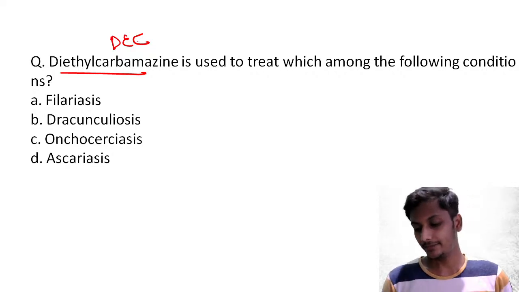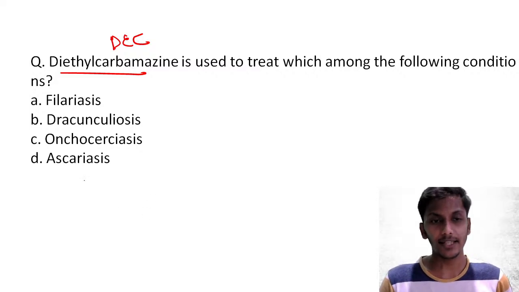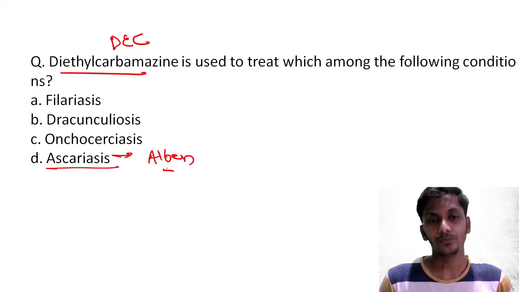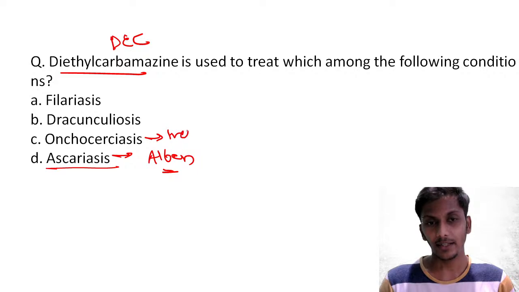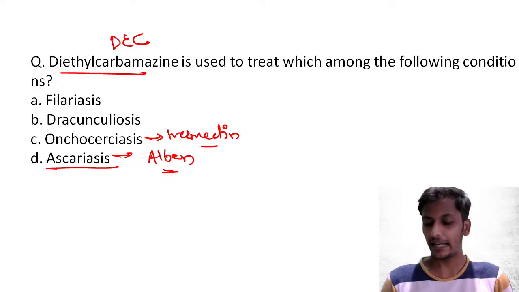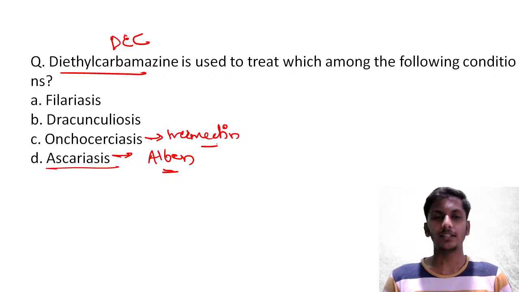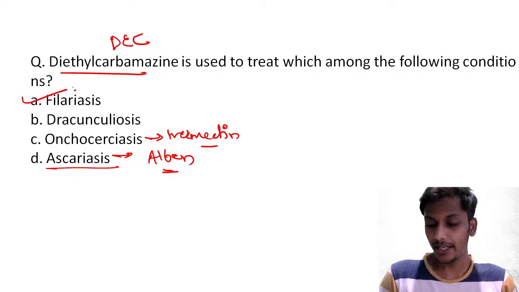Answer, please. We have already discussed Ascariasis. Here the drug of choice was albendazole. We have discussed onchocerciasis. There the drug of choice was ivermectin. And the last two options are left now: either filariasis or dracunculiasis. Dracunculiasis does not have a specific drug to act against it. So the answer to this question would be option A, filariasis.